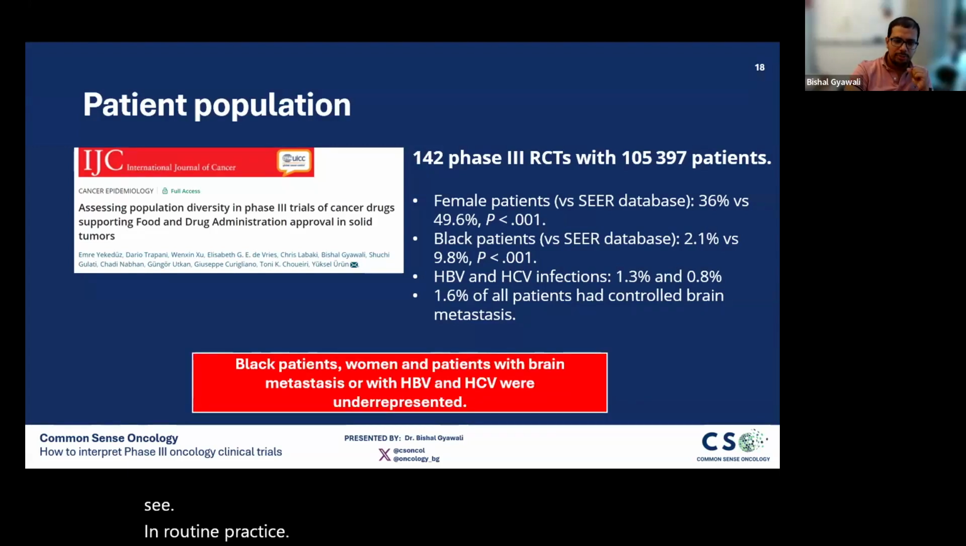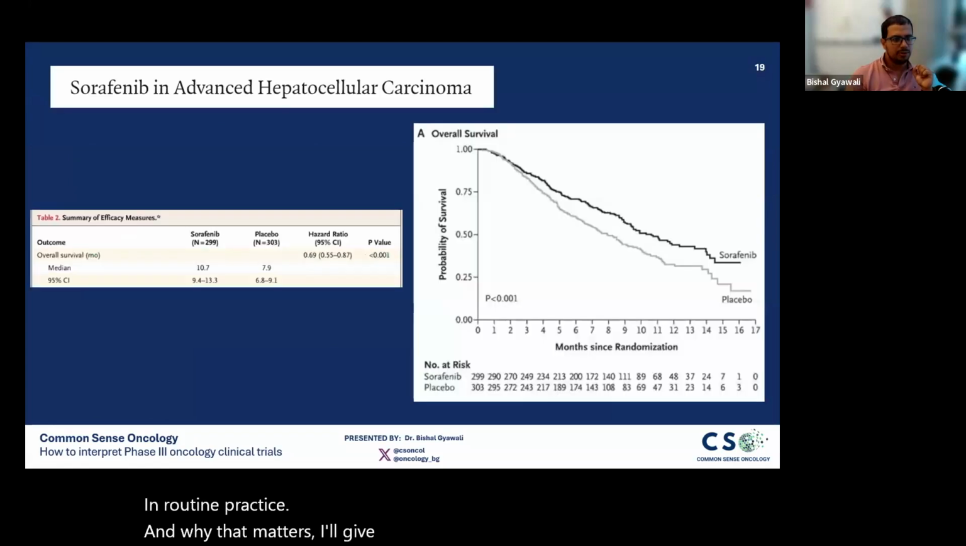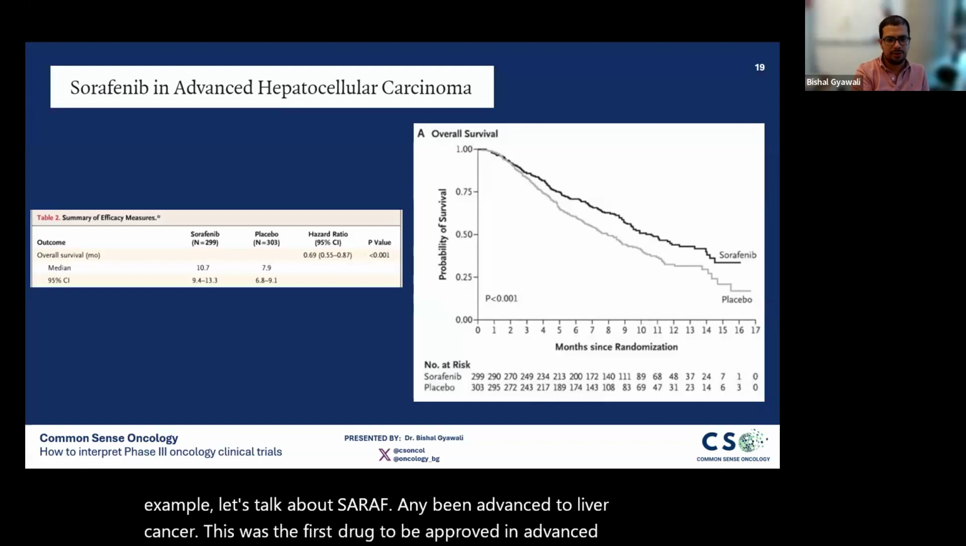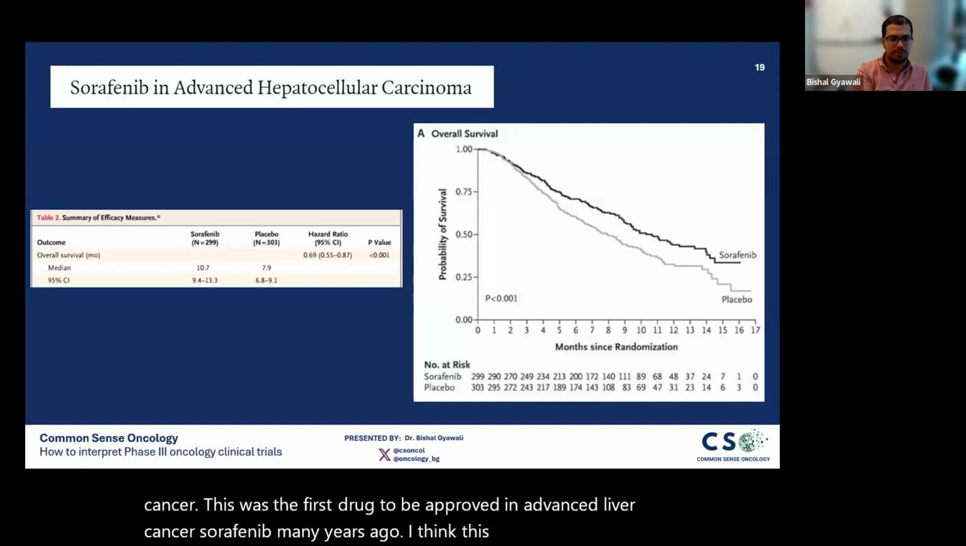And why that matters, I'll give you one specific example. For example, let's talk about sorafenib in advanced liver cancer. This was the first drug to be approved in advanced liver cancer, sorafenib, many years ago. I think this was like in 2005.